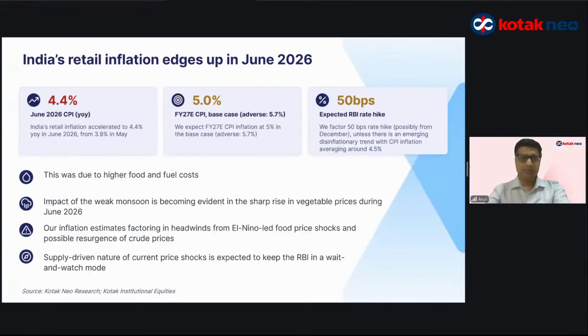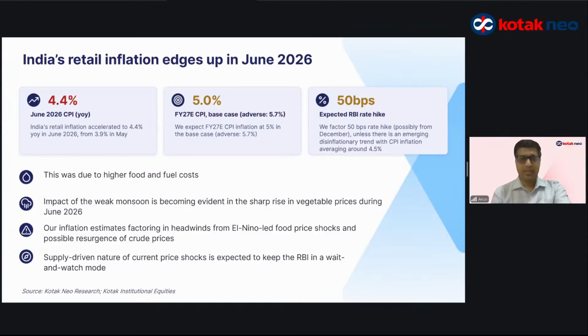Coming now to India. India's inflation number for the month of June, which came in July, the retail inflation increased. We had an inflation of 3.9% in May, which increased to 4.4% in June. Now, this was largely because of higher food and fuel cost. The core inflation, though, remained stable, at around 3.9%. But because we had some petrol and diesel price increases announced earlier, the impact of that came in the month of June. So that was one part reason why we saw an increase in inflation in June. The other being that we also saw the impact of weak monsoons become evident, and we saw a pretty sharp rise in vegetable prices in June.